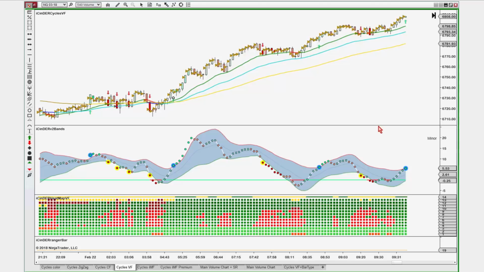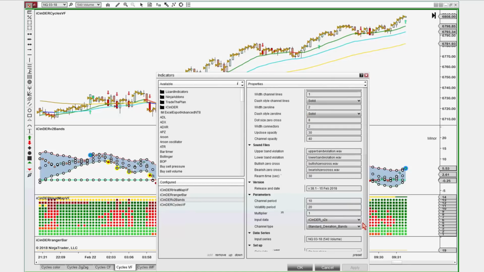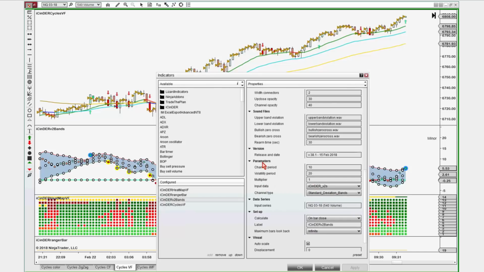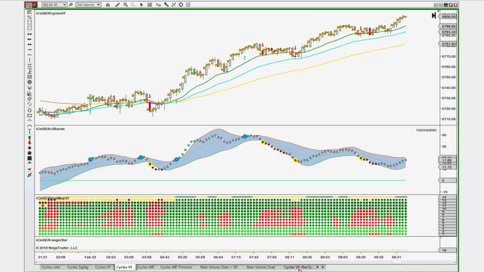Now, I had mentioned there are 3 cycles, right? You see the word minor over here now? So I can go like this and say, I really am not that interested in looking at the minor cycle. I would prefer to look at the intermediate or major cycle. Let's see where we're at right here. Input data, parameters. So I say, okay, let's look at the intermediate cycle. And the bands, you can actually change them. 1 standard deviation, you can do half a standard deviation. It's flexible, so you can actually have, let's say, the option to make different changes.